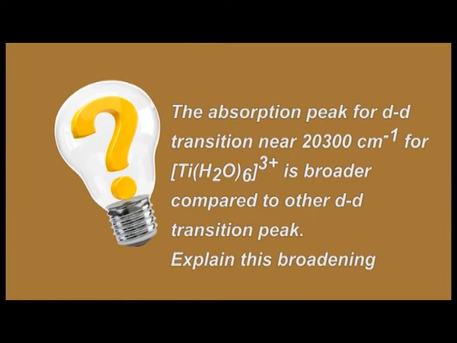For understanding distortion in the t2g level, let us solve a question. The absorption peak for the d-d transition near 20,300 centimeter inverse for hexaaquatitanium(III) is broader compared to other d-d transition peaks. Explain this broadening. If you remember, a part of this question we have already discussed in module 7, where we determined the value of crystal field splitting and crystal field stabilization energy for the complex [Ti(H2O)6]3+.